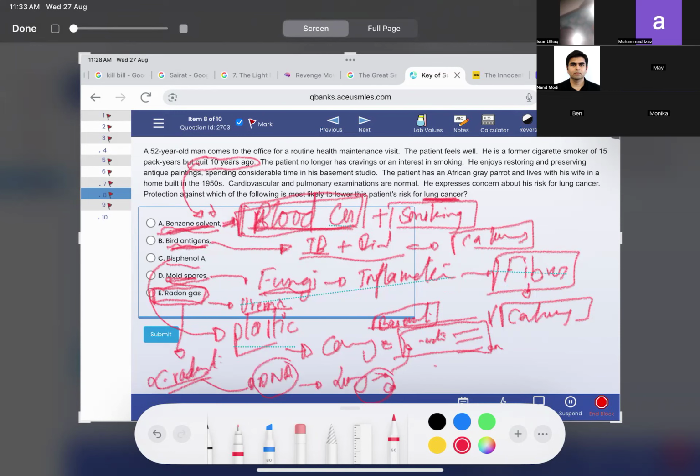So this condition is only for houses built in the 1950s, right? Not the new houses. Yeah. What is the answer now, doctor? Sorry, is the answer E? Yeah, of course, the answer is C. But here they said lower his risk. I don't know how this will lower his risk for lung cancer. He expressed a concern about his risk for lung cancer. No, the question is saying protection against which is the protection they are looking for. Okay, I didn't read that. Okay, now I get it. Thank you. That's the point. Okay, perfect.